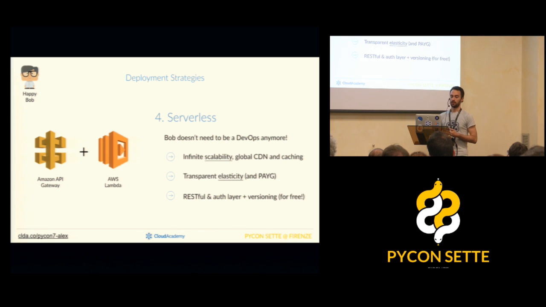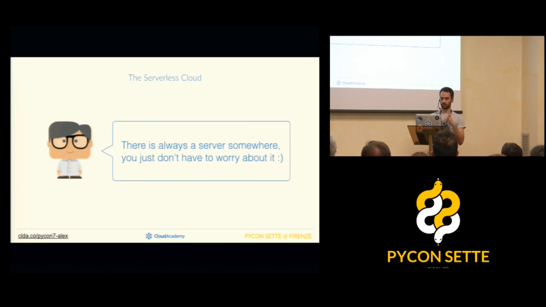And you also have versioning. In fact, you can version API Gateway resources and Lambda functions in a separate way. So you can do really whatever you want. So the takeaway here is, of course, there is a server. I don't want to deal with that at all. I don't want to worry about it.